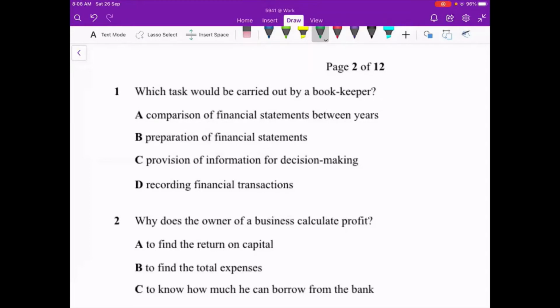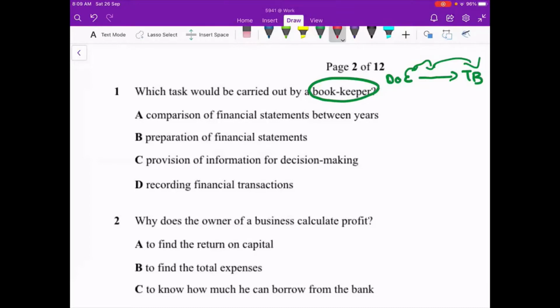Which task would be carried out by the bookkeeper? Bookkeepers will do the work from collecting the document until they prepare the trial balance. These are the bookkeepers' work. They collect the document, transfer to the book of prime entry, from the book of prime entry they do the ledger, and from the ledger they do the trial balance. This is their task.